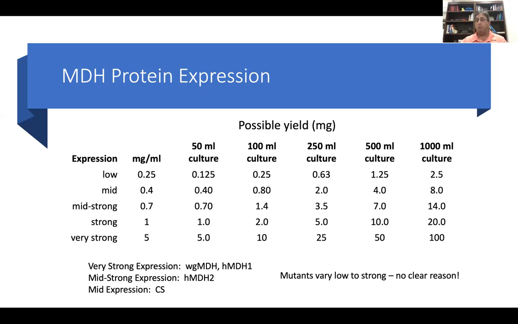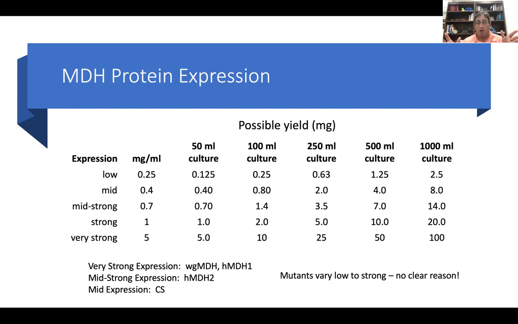Now, how much total protein you get, of course, depends on how big your culture is. And this table was prepared using a number of experiments where we tested a number of different MDHs. So it can give the user an idea: how much protein do I need? So therefore, how many mils of culture do I need to make? If you have a really poor expressor, you might have to have a really big liter or 2 liter of culture if you need a lot of protein.